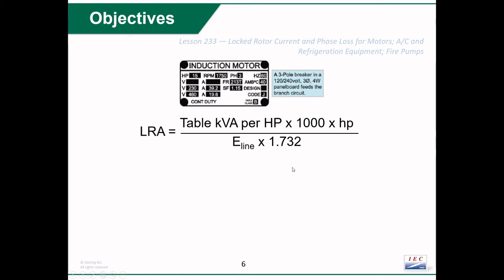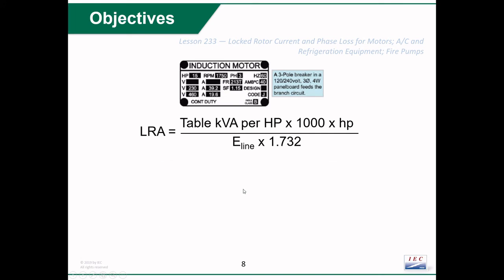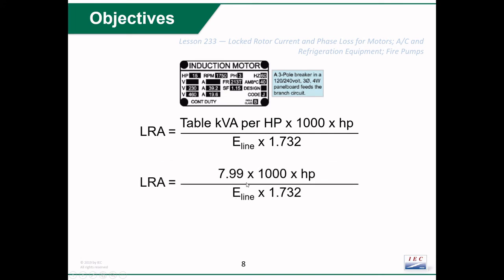So what's the locked rotor amperage for this code letter J motor? There we need to know it's a letter J. So we check 430.7(B), and in the J row, it's going to tell us our kVA per horsepower is 7.1 through 7.99. The book is going to direct you, correctly, to use the highest option in each row here. So we're actually going to use 7.99. We're going to plan for the worst case scenario here. So let's come back and plug that into our equation.